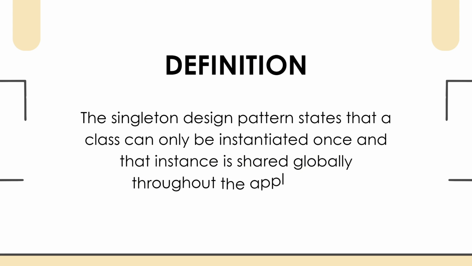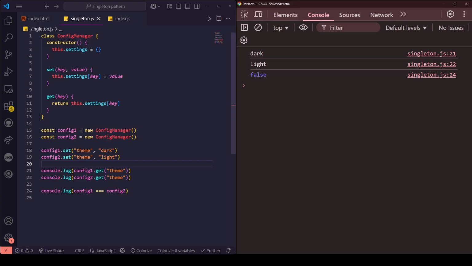The Singleton Design Pattern states that a class can only be instantiated once, and then that instance is shared globally throughout the application. So we basically have a class and we can only create one instance of that class. And then that instance is shared globally and we can access it anywhere in the application. Now let's take a look at an example.